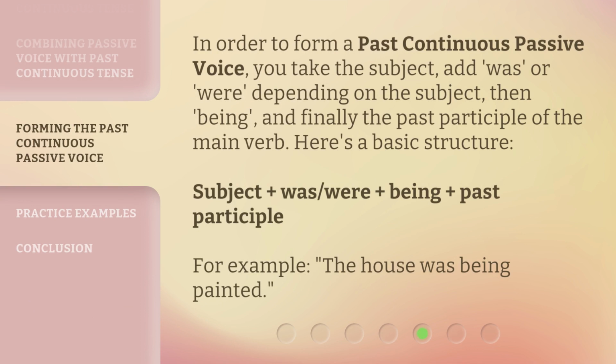In order to form a past continuous passive voice, you take the subject, add was or were, depending on the subject, then being, and finally the past participle of the main verb. Here's a basic structure: subject plus was/were plus being plus past participle. For example, the house was being painted.